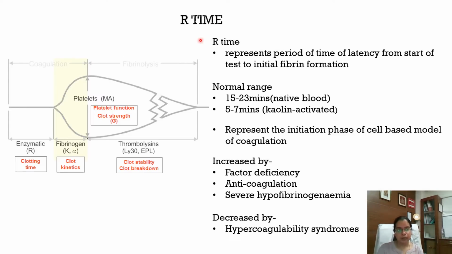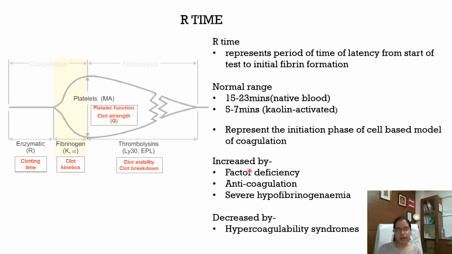First is the R time. When we add whole blood into the cup, the time it takes for the initial fibrin formation is denoted by the R time. So, it represents the period of latency from the start of the test to initial fibrin formation, and its normal range is 15 to 23 minutes in native blood when we are only adding the whole blood, and if we add an activator like kaolin, then it is 5 to 7 minutes. It represents the initiation phase of the cell-based model of coagulation.